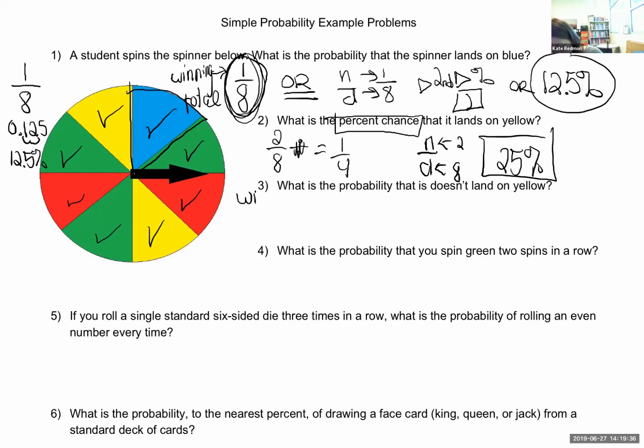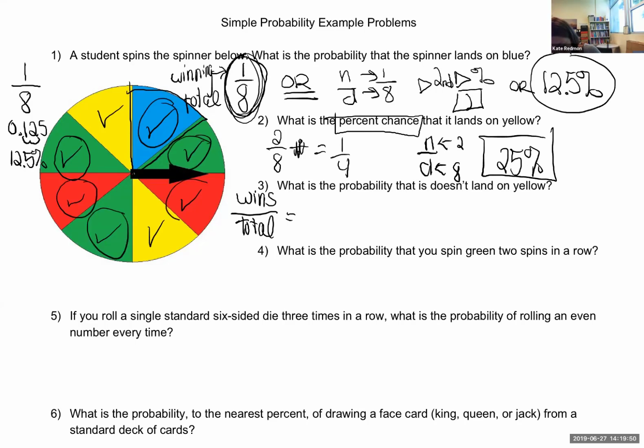So again, I'm going to make a fraction of my wins over my totals. In this case, the wins are when my spinner doesn't land on yellow. How many is that? It's 6 over 8, exactly. This is not yellow, not yellow, not yellow, not yellow, not yellow, not yellow. I have 6 not yellow spaces out of 8 total spaces. And that one will reduce to 3 over 4.